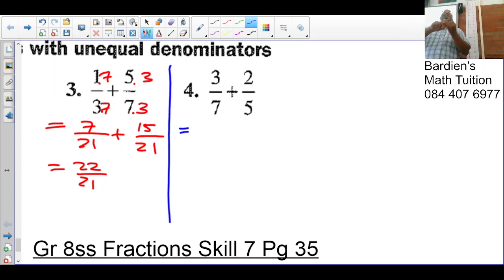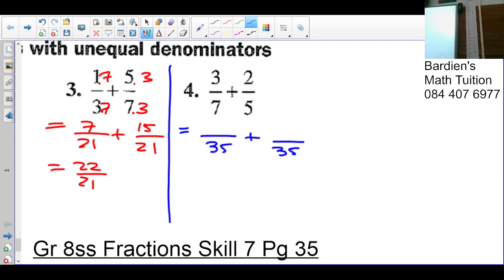Are the denominators the same? No. Is 5 divisible by 7? Is 7 divisible by 5? No. So what must we do? We must count in multiples of the biggest denominator, which is 7. So is 5 divisible by 7? No. 14? No. 21? 28? 35? Yes. So 35 is the LCM.